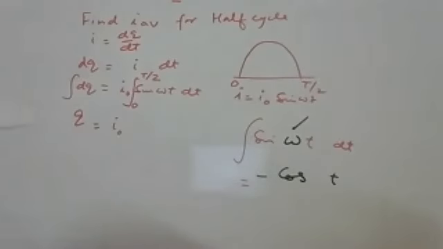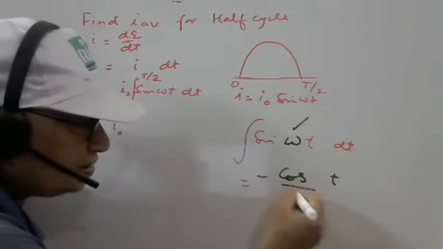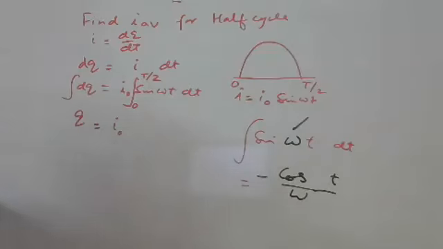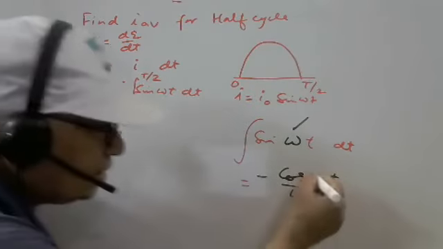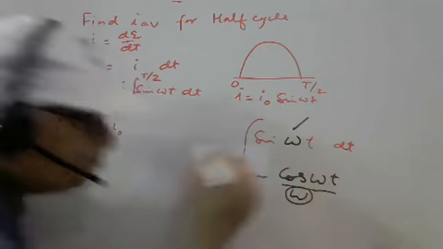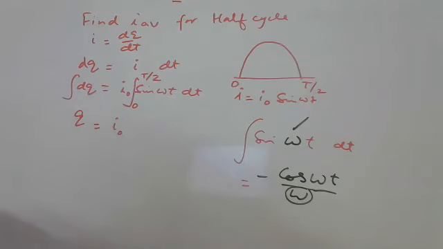In multiplication comes omega or in division? You learn this. This is the integration: the integral of sin omega t is minus cos omega t divided by omega. In differentiation with the chain rule, you have to multiply by omega. So learn this, and put this value here.